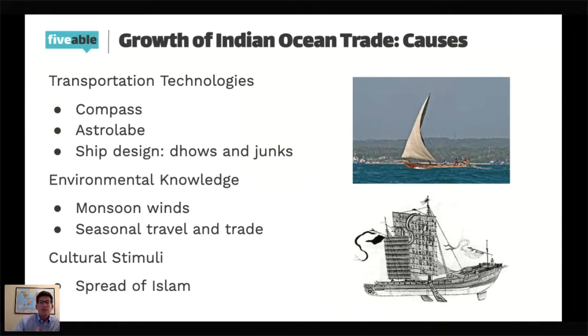Another thing that we see is the creation of certain ship designs which are unique to the Indian Ocean. One of these ship designs, which comes about before this time period gets started, is the Dhow ship, D-H-O-W. The Dhow ship typically, and you see kind of a small Dhow ship up on top in this image. This is a modern image of what we would consider to be a small Dhow ship.